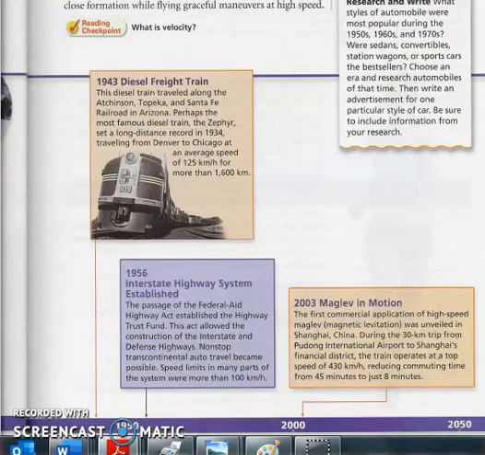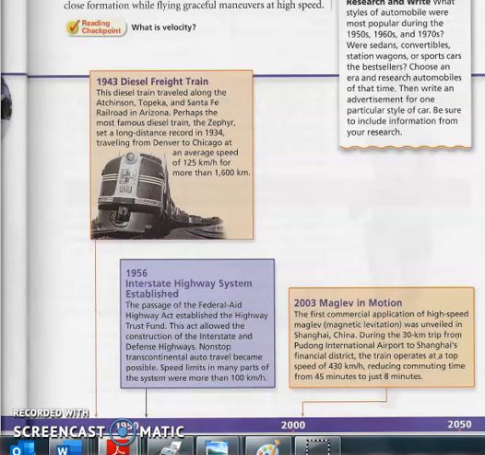In 1943, the diesel freight train. The diesel freight train traveled along the Atchison, Topeka, and Santa Fe Railroad, Arizona. Perhaps the most famous diesel train, the Zephyr, set a long-distance record in 1934, traveling from Denver to Chicago at an average speed of 125 kilometers per hour for more than 1,600 kilometers.